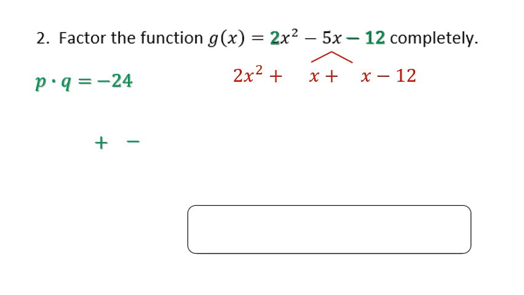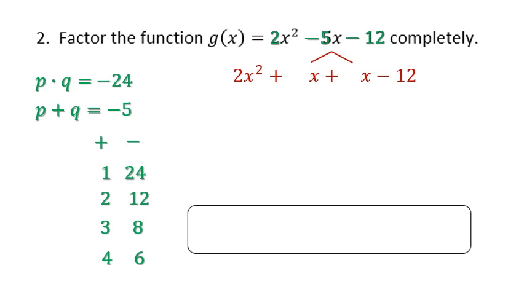So we know that much already just looking at that they multiply to be negative 24. Also, the 24 lets us narrow this down into some pairs: 1 and 24, 2 and 12, 3 and 8, 4 and 6. It's got to be one of those pairs. Which one? Well, we need to know what p and q add to be so we can be sure of that. Well, p plus q is going to be negative 5.